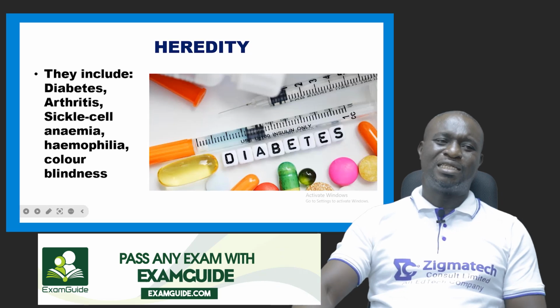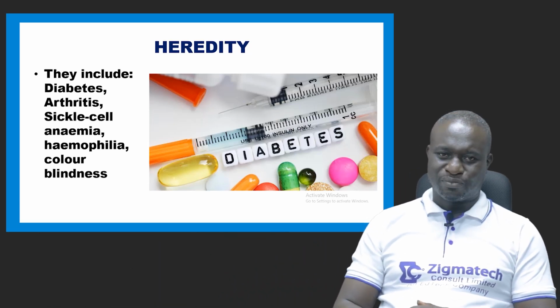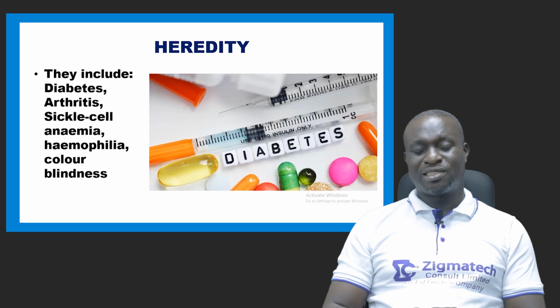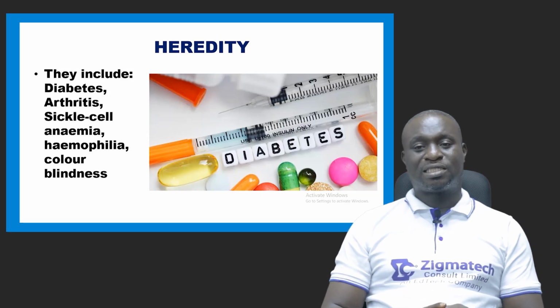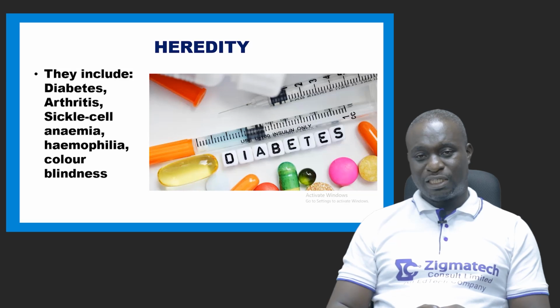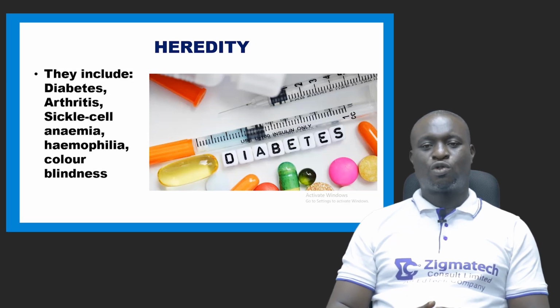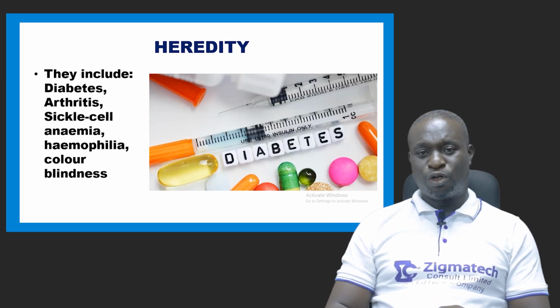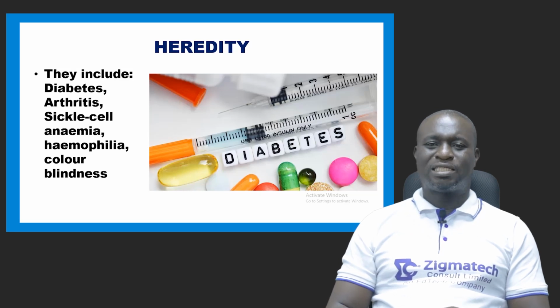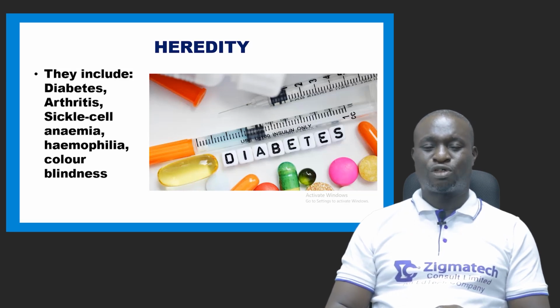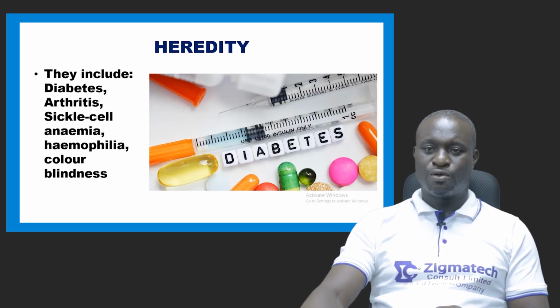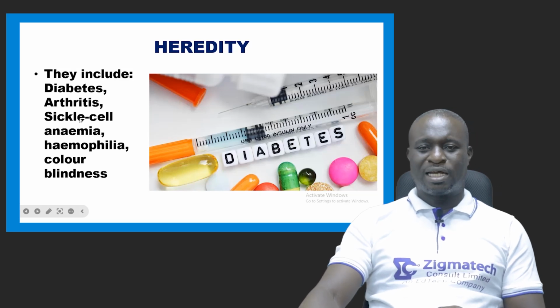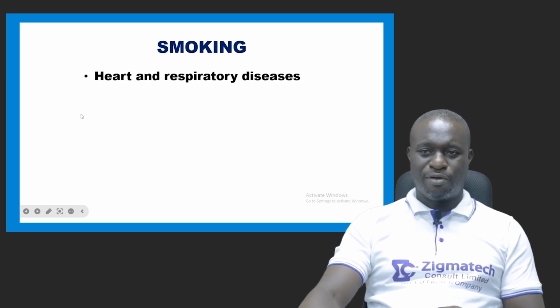We also have diseases that are caused by heredity. Examples of some of those diseases include diabetes. Diabetes can be transmitted by heredity. Arthritis. We also have sickle cell anemia. We have hemophilia. We also have color blindness. We have high blood pressure, hypertension. All these are some of the diseases that can be transmitted through heredity. Even asthma can also be transmitted through heredity.